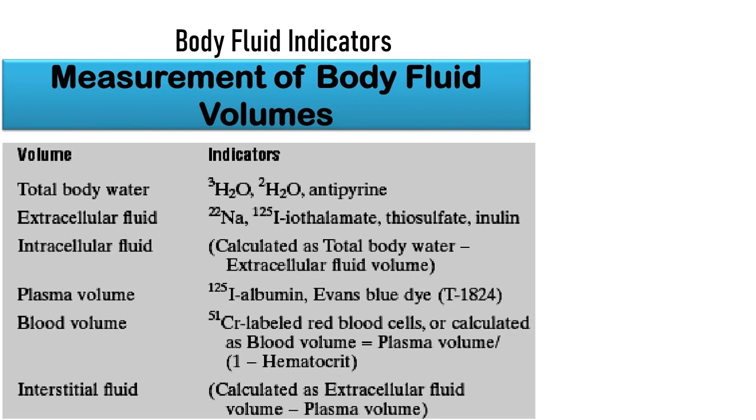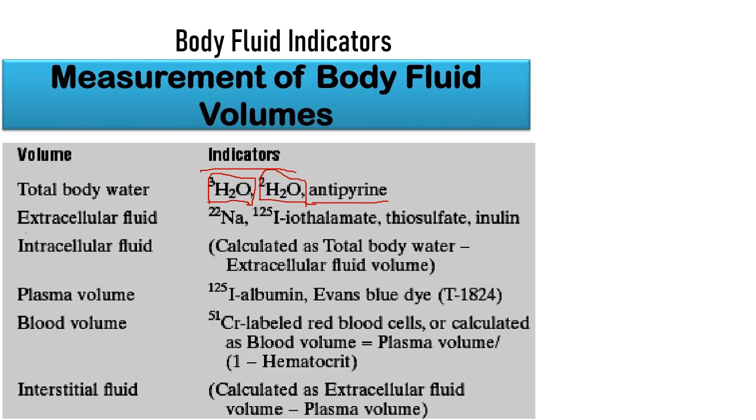Okay, so now let's look at some body fluid indicators. Measurement of body fluid volumes can be done using indicators. Depending on the specific body fluid compartment that you want to measure, you inject indicators in there, those indicators will spread, and then you are able to measure your body fluid compartment volume. To measure total body water, you use 3 main indicators: tritium oxide, deuterium oxide, and antipyrine. These are the 3 main ones used to measure total body water.